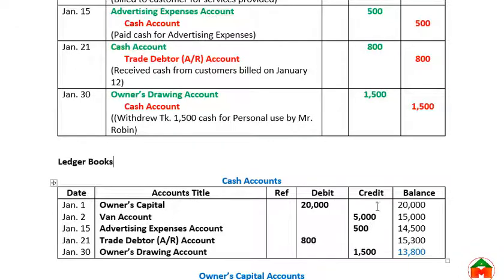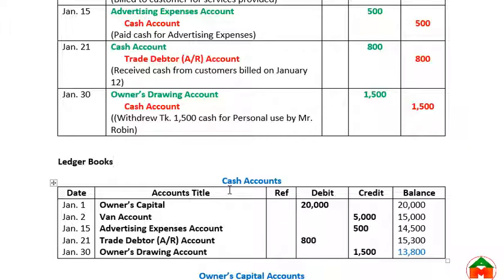So we have to deduct this 5,000 from 20,000. If we deduct 5,000 from 20,000, we will get 15,000, and again we can see 500 credit. Here cash account is debit, but 500 is credit. That means cash has decreased. So we have to deduct this 500 from the 15,000. If we deduct this 500 from 15,000, we will get 14,500.